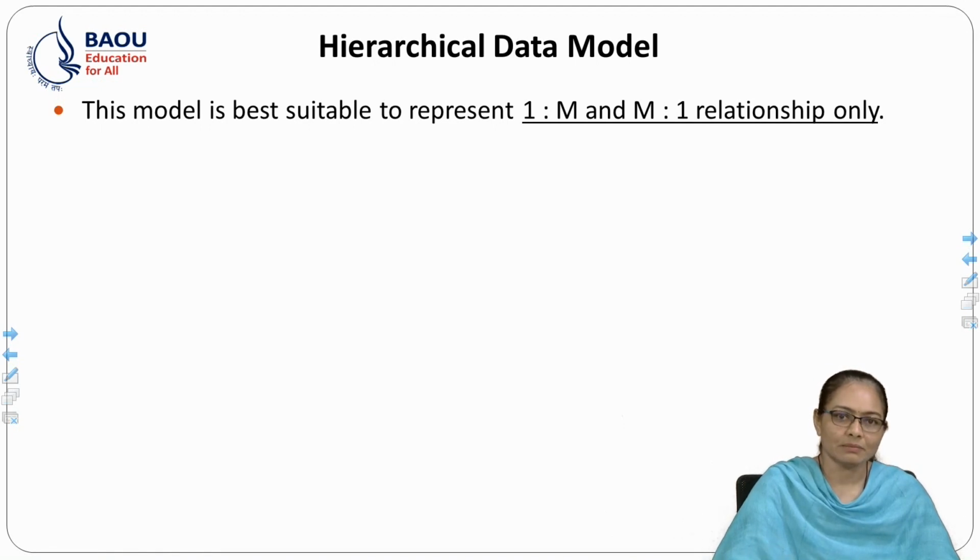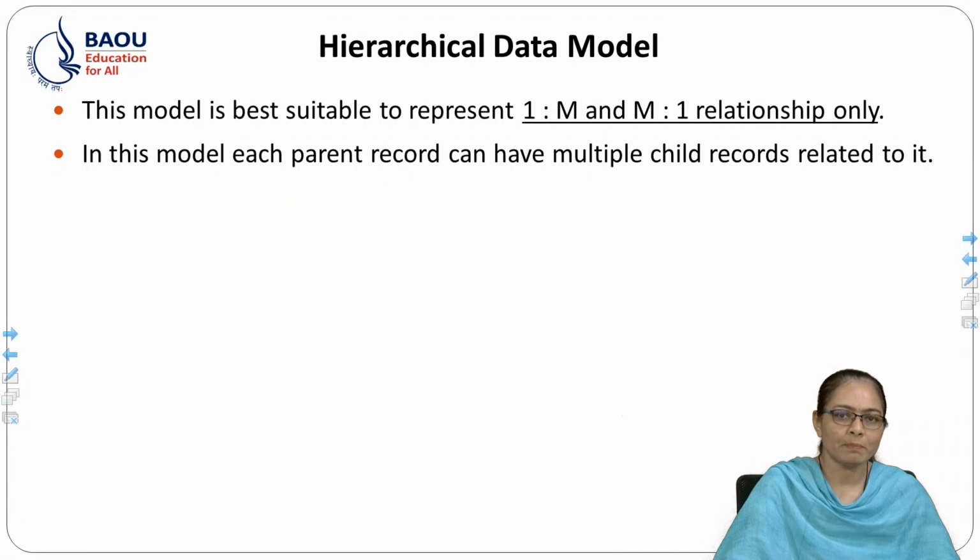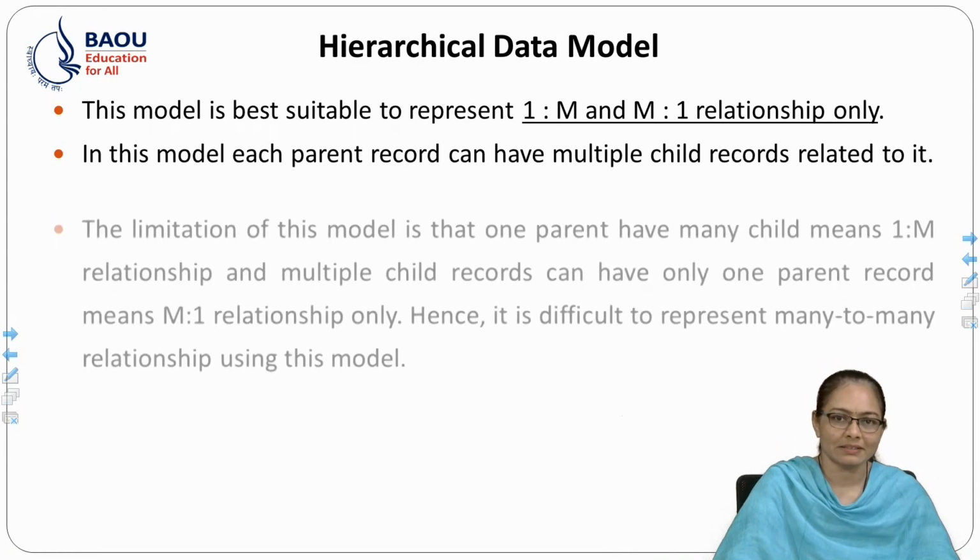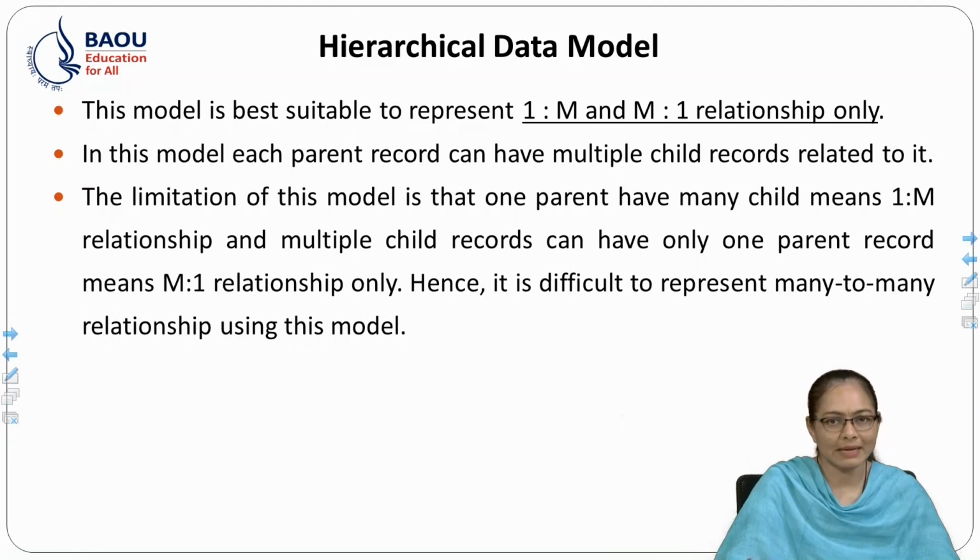So in this model, each parent record can have multiple child records related to it. But the limitation of this model is that one parent has many children, meaning a one to many relationship, and a child record can have only one parent record, meaning a many to one relationship only. Hence, it is difficult to represent the many to many relationship using this model.